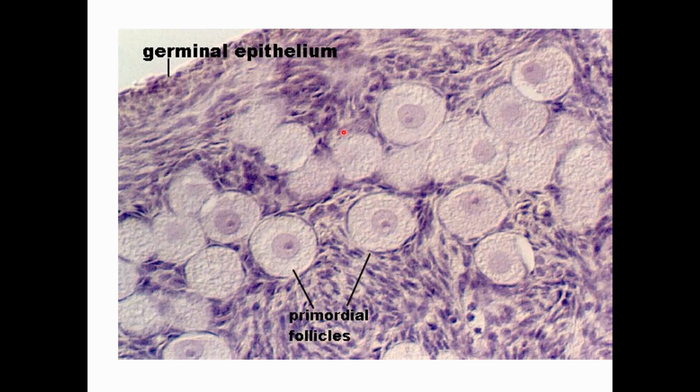This is a very, very cool picture showing all these little follicles that this baby girl has been born with. And actually, I don't know if this is human. This might have come from a non-human primate. But you see all these little primordial follicles, and they're all sitting here waiting for some hormones to tell them what to do.